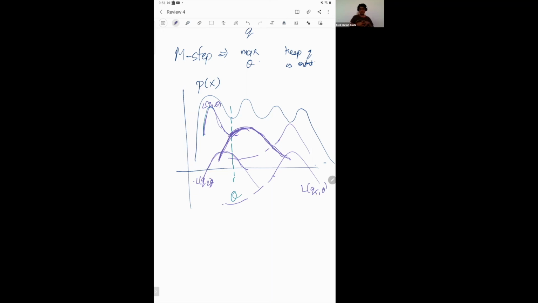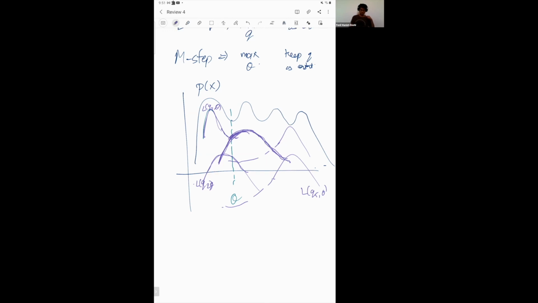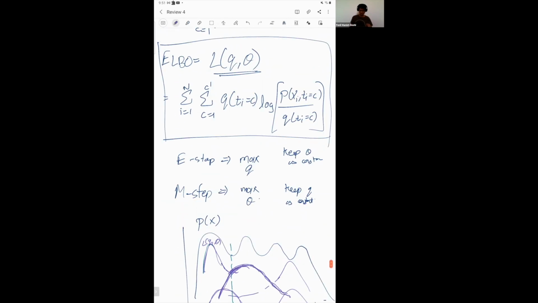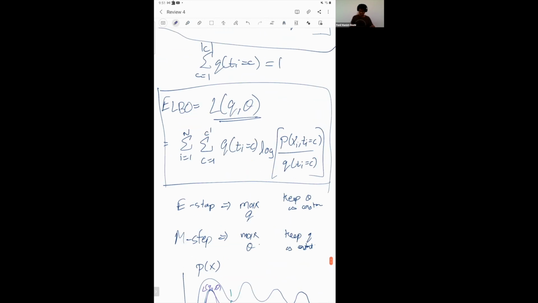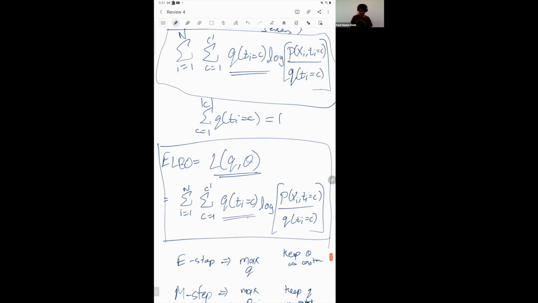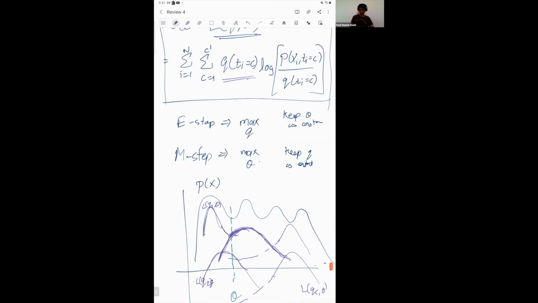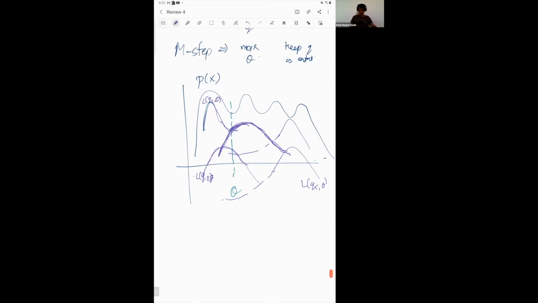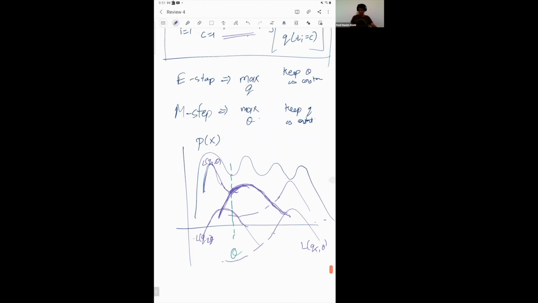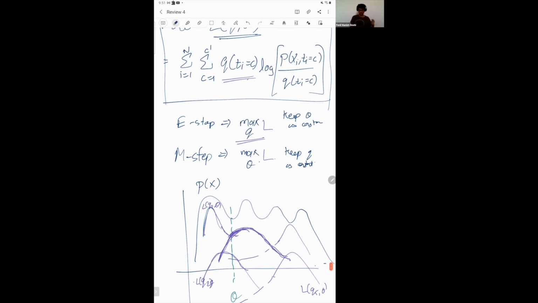So our choice of Q would be such that, and always remember that Q is a distribution. Q of Ti equals C has this property. Because Ti is discrete in this case, Q is a discrete categorical distribution. And we would choose this maximum value over the evidence lower bound.